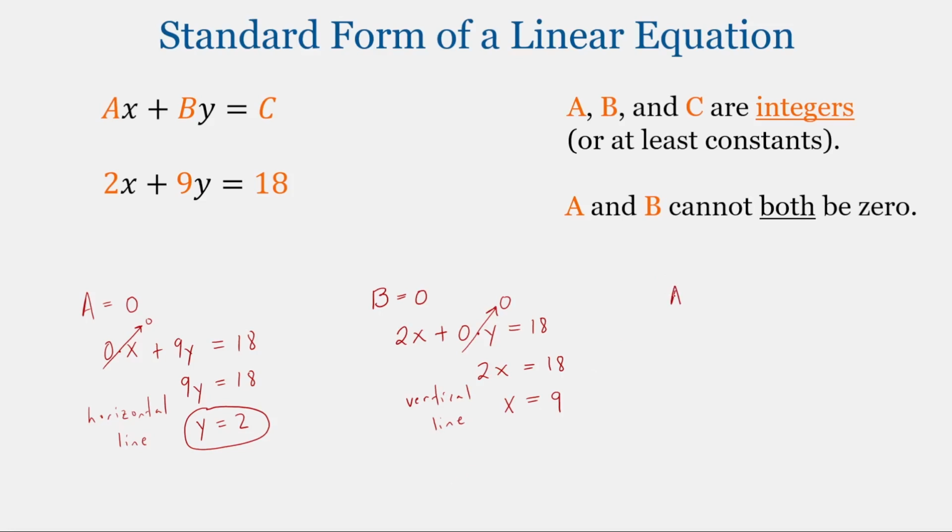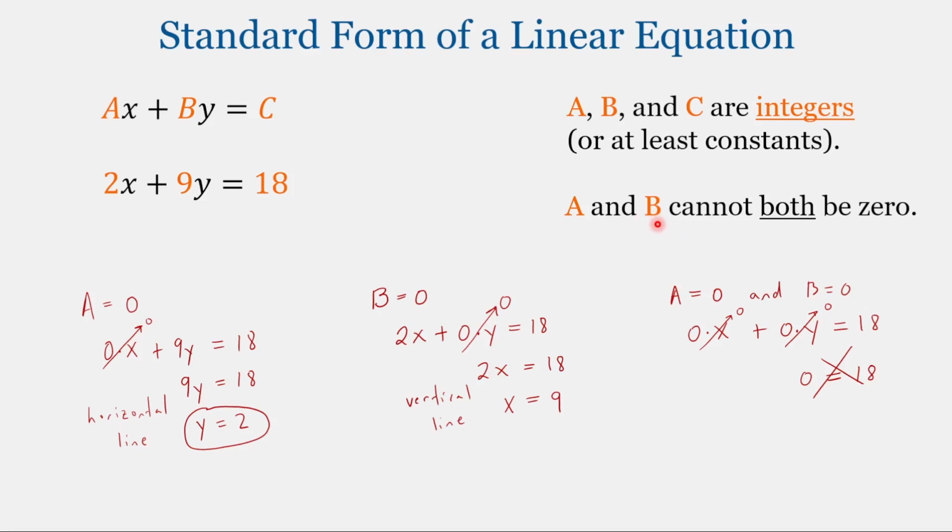But what happens if both A is equal to 0 and B is equal to 0? Well, now we have 0 times x plus 0 times y equal to 18. Well, that one's going to go to 0, and that one's going to go to 0. So we have 0 equal to 18. And that's not true. So A can be 0. We saw that in this first case. We end up with a horizontal line.